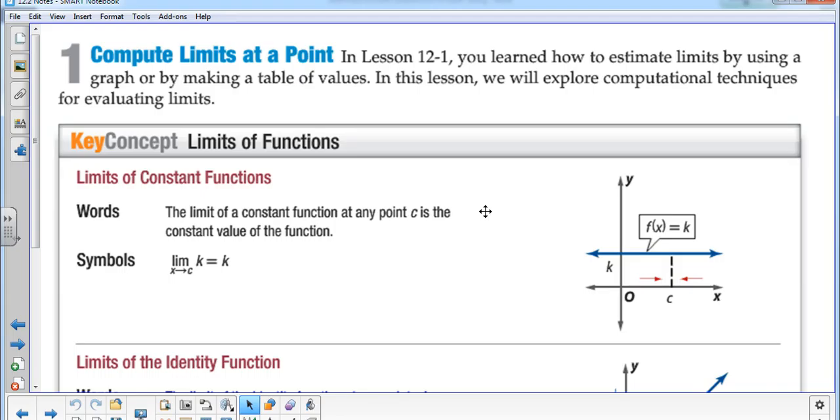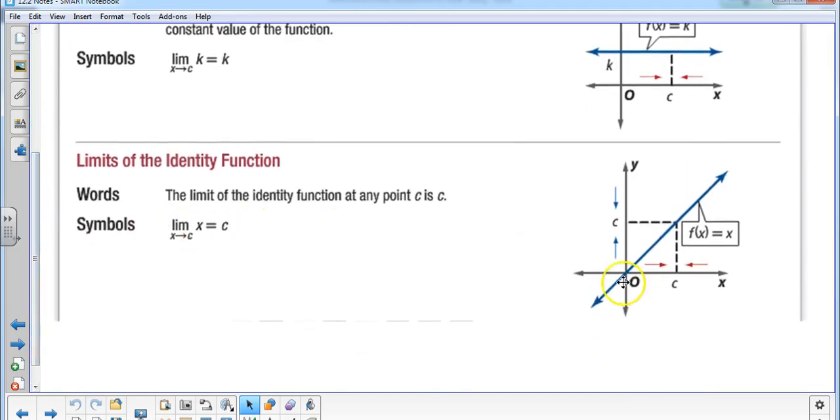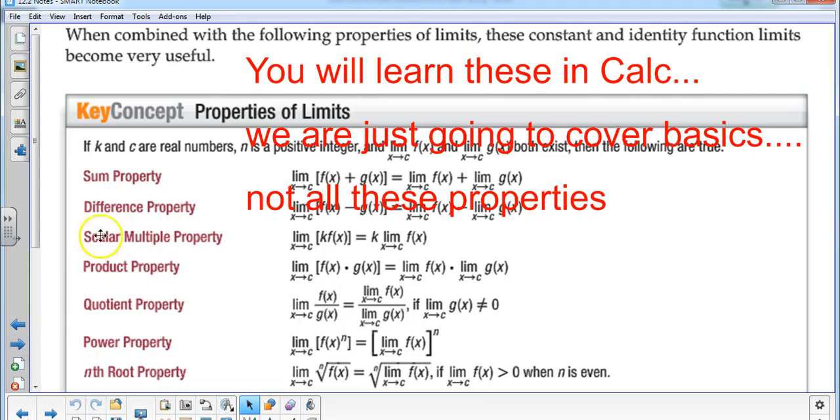Now, this slide is very basic. It just says if you have a constant function like y equals 6, okay, the limit would be 6. Not real complicated, no matter where you are along the way. If you had like y equals x, the identity function, no matter where you are on the x, the y value would be the same. So that wasn't very exciting.